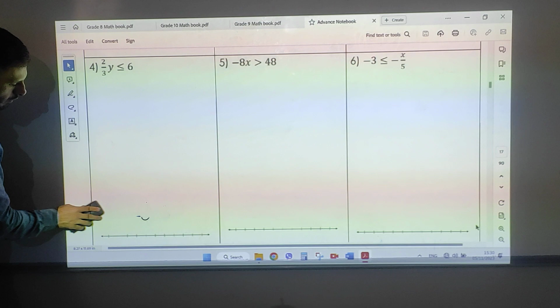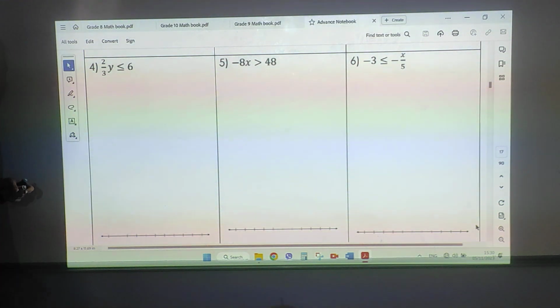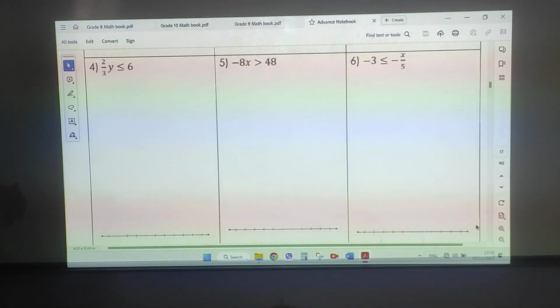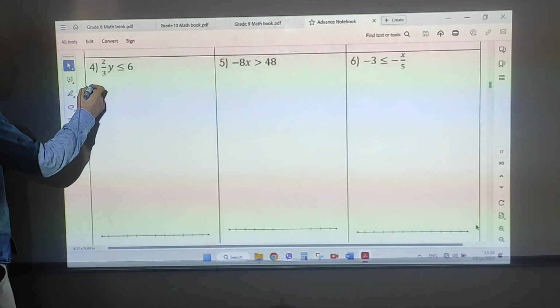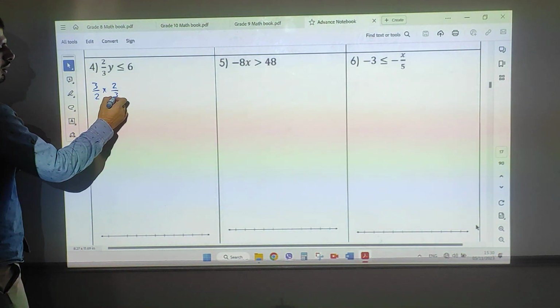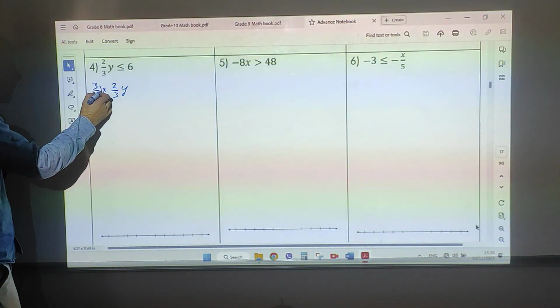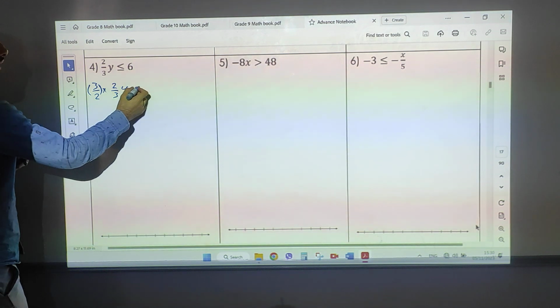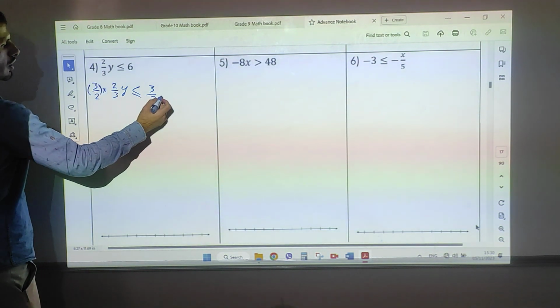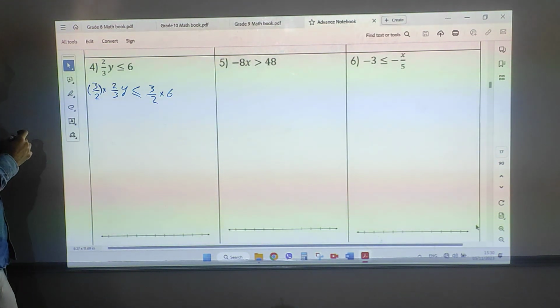Now for number 4, whenever you have a fraction with the unknown variable without plus or minus in between, in this case you must flip and multiply this fraction by both sides. We can flip, we will make it 3/2. We must do it like that. 3/2 multiply 2/3y. We multiply that, less than the same 3/2, the reciprocal of this fraction, multiplied by the other side.